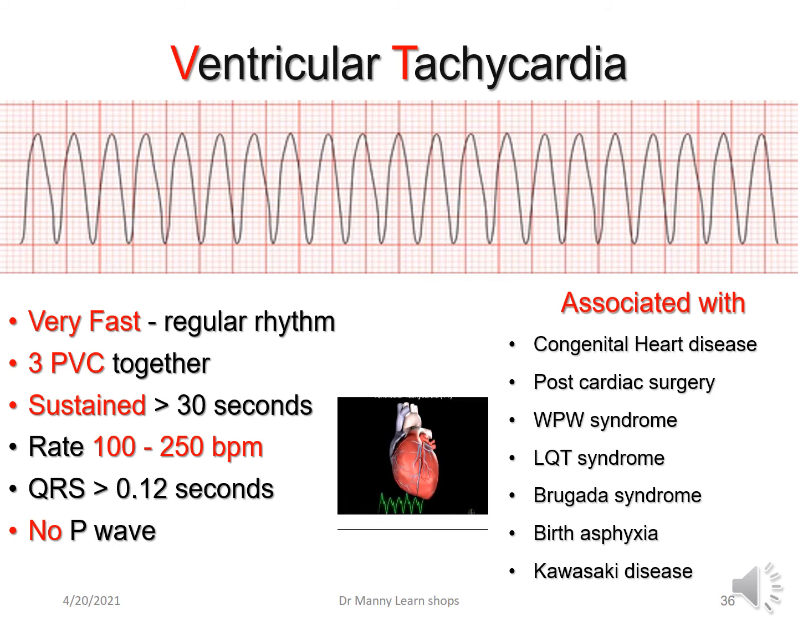Preferably, non-sustained is better, because if it's any more than 30 seconds, they will probably lose consciousness very, very quickly. The rate is typically 100 to 250 beats per minute. The QRS complex is wider than 0.12 seconds, and there's no P wave associated with it. Ventricular tachycardia. What I haven't mentioned, it can be unifocal or it can be monomorphic. Monomorphic means different shapes. Unifocal, one shape, as the one that you're seeing here right now.